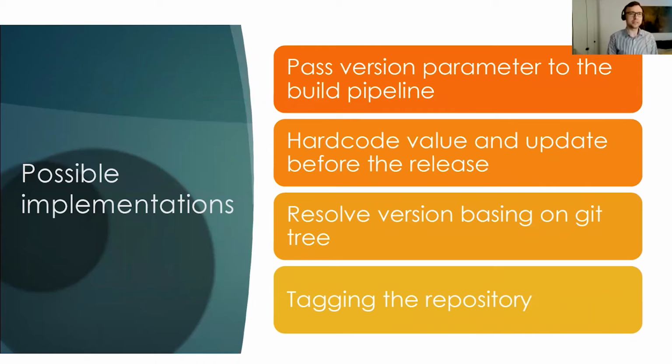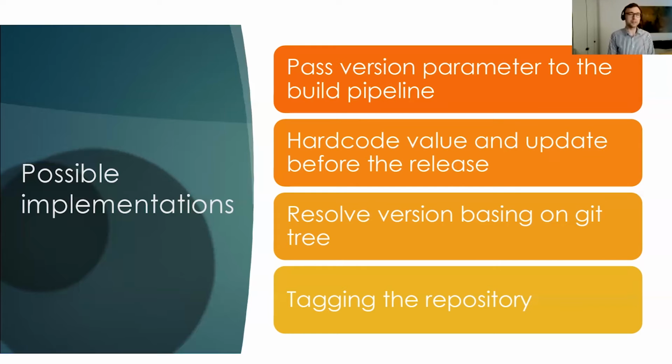Let's have a look at how we can implement versioning in our build pipelines. In general, we can split the implementations into two groups, manual and automated. In the manual approach, you can pass the version as a parameter to the build pipeline, or even have the version number hard-coded in some file in your repository and update it when needed. This approach has one huge disadvantage. You have to remember to update the version and deduce the version number by yourself.